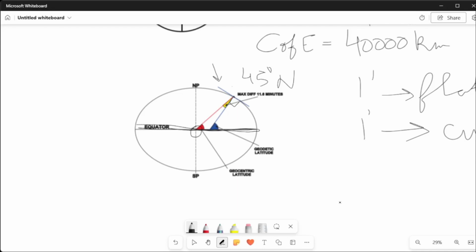The maximum difference between the geocentric and geodetic latitudes occurs at 45 degrees north or 45 degrees south, which is 11.6 minutes.